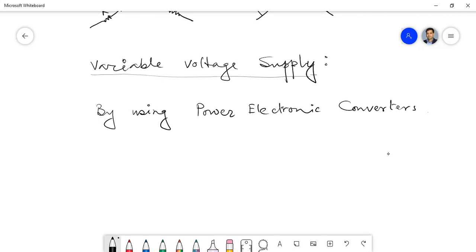Anyway, by using the power electronic converter, the heating process may need either DC input or AC input. Now, if it needs DC input, then you have to see what the available voltage supply is. Suppose the heating process that we are discussing.